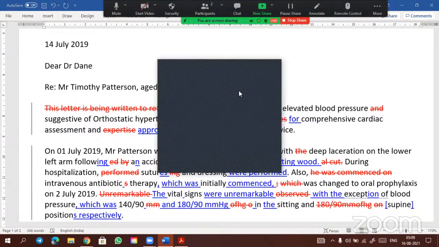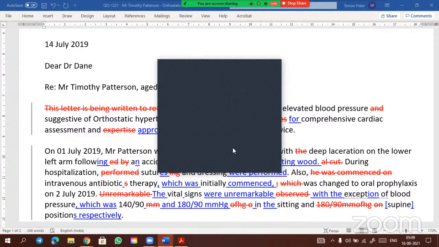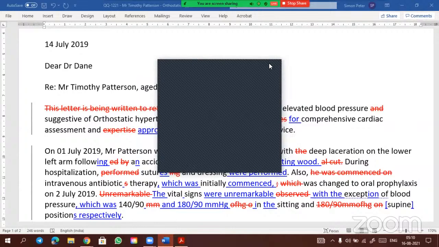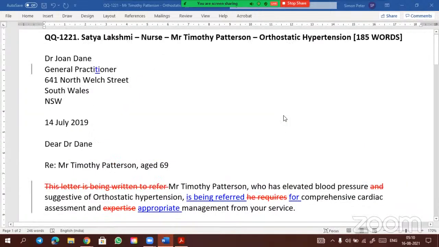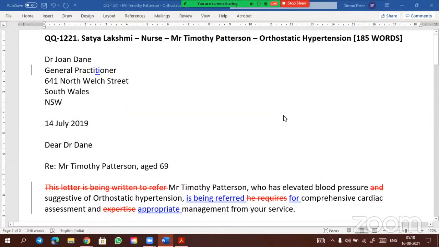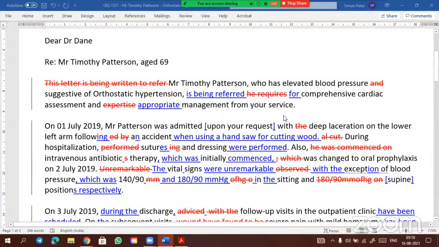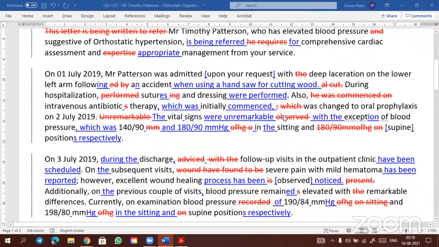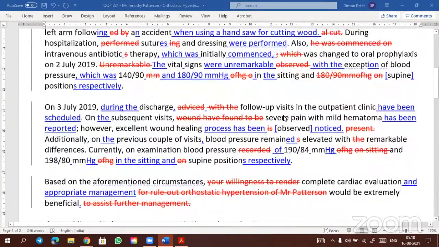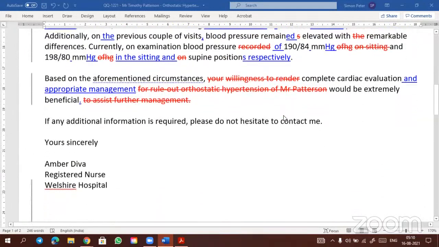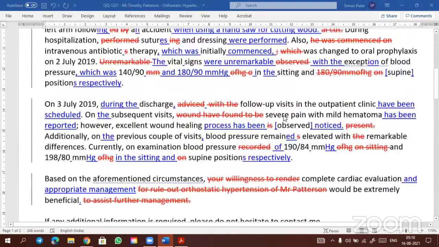Hello, Satya. Can you unmute, please? Yes, sir. So is that clear to you? Yes, sir. Are you angry with me? No. If you are angry with me, let me know so that next time onwards I will not show this many mistakes. No, I am not angry, sir. Okay, fine. Right.